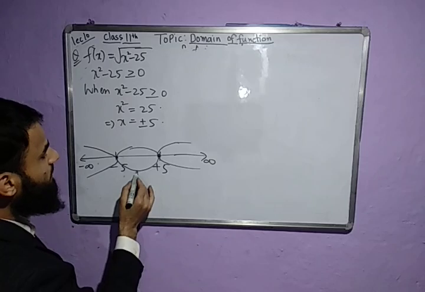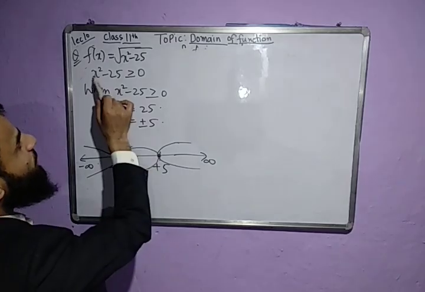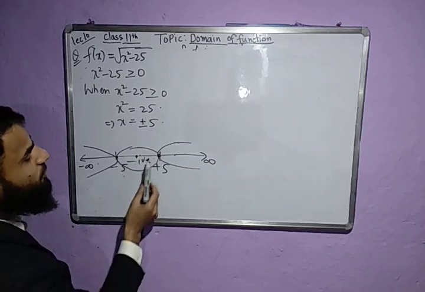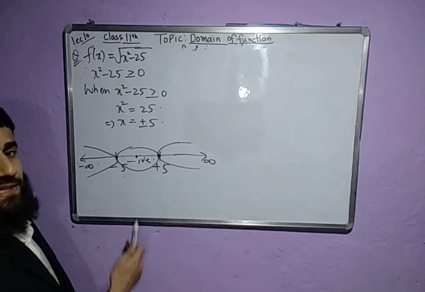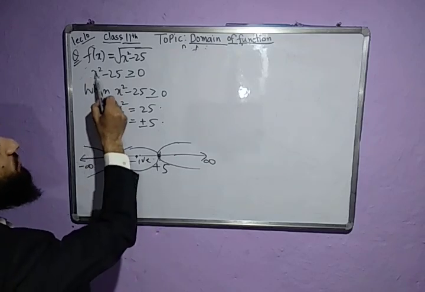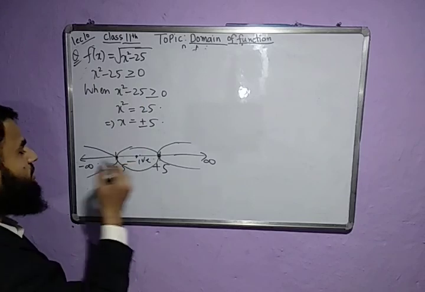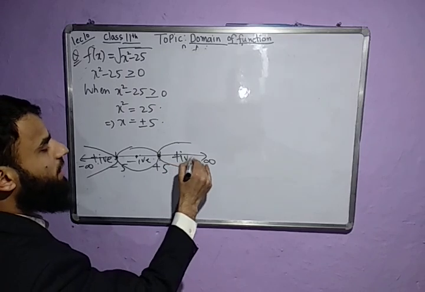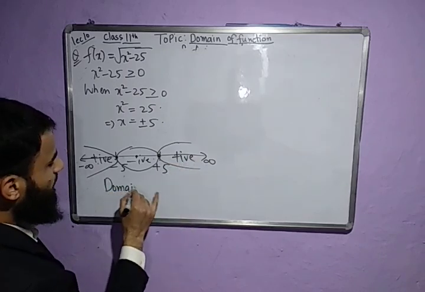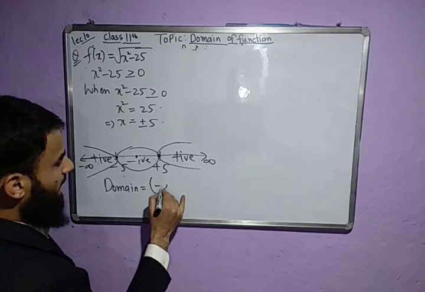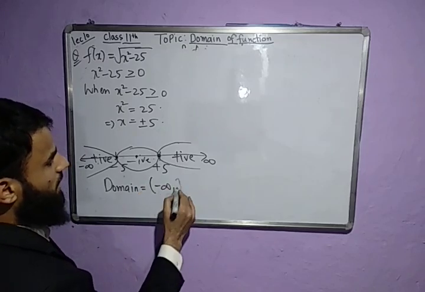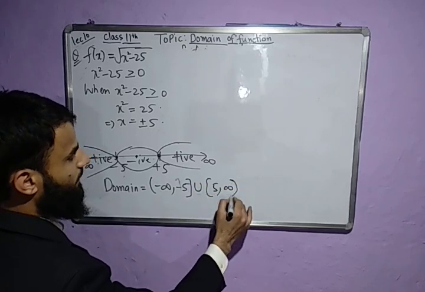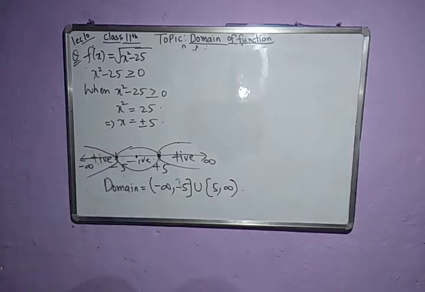Now what about 0? When we put x is equal to 0, 0 square minus 25 becomes negative. And when you take less than minus 5, that means minus 6, minus 6 square is 36, 36 minus 25 is positive. When I put greater than 5, 6 square is 36, minus 25 is positive. What does this mean? It means the domain is nothing but minus infinity to minus 5 with closed brackets, union 5 to infinity. Okay, let us solve another question.